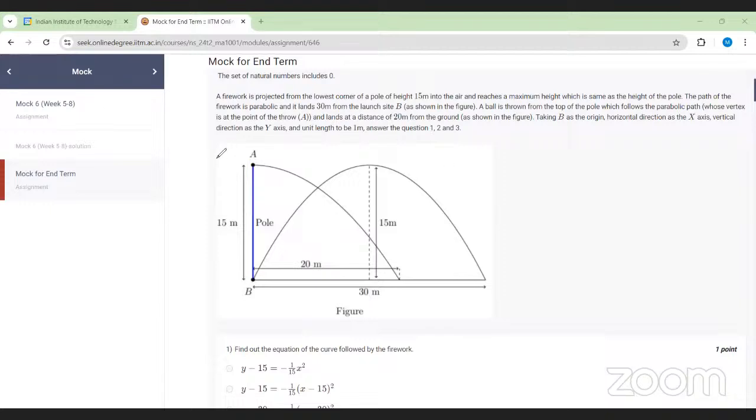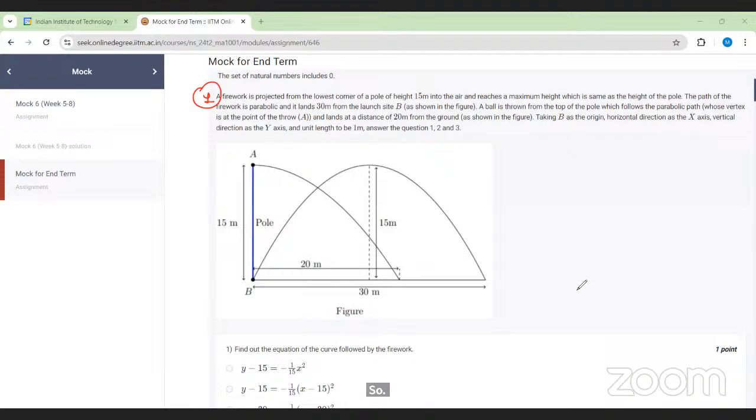Is it visible? So question number 1. Any doubt in this question? Yes, ma'am, I have a doubt. Okay, so let's see. So what is the question?